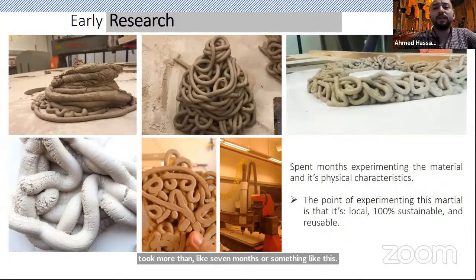So after experimenting with the material and its physical characteristics, it is reusable. I can reuse it. It's fine. It's so affordable. And so using the machine and the script, I could push the limits of its physical possibilities.